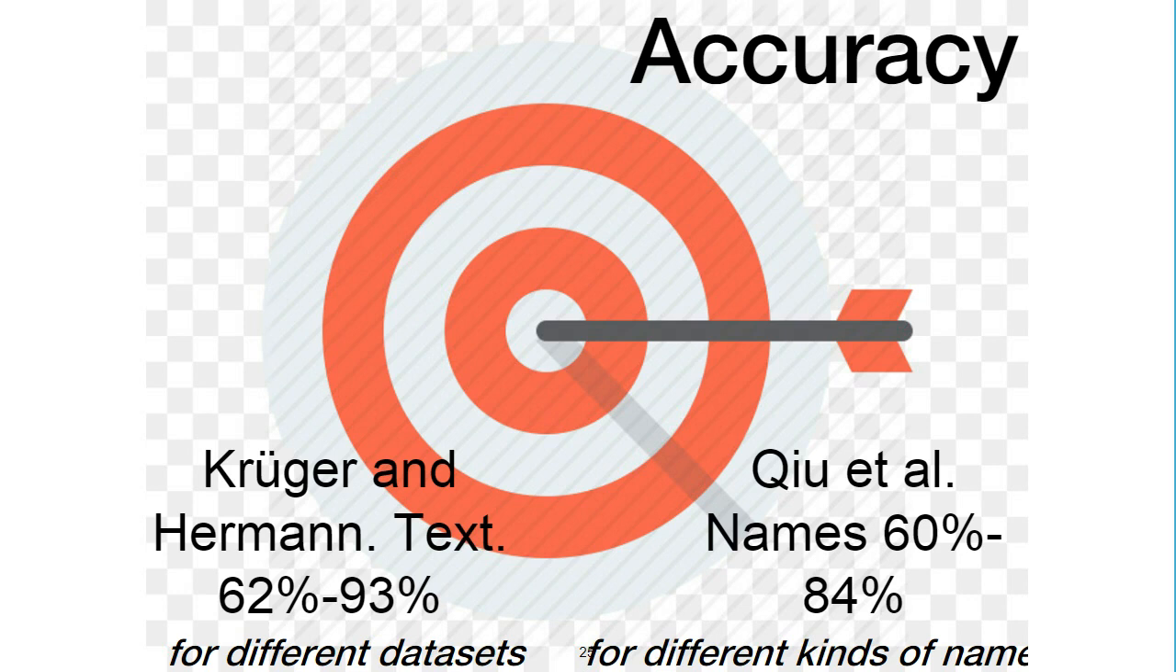When it comes to name-to-gender, Chu et al. have evaluated different name-to-gender tools with accuracy between 60 and 84%. And this accuracy varies greatly for different kinds of names. For instance, for East Asian and Southeast Asian names, accuracy tends to drop significantly compared to Western names.